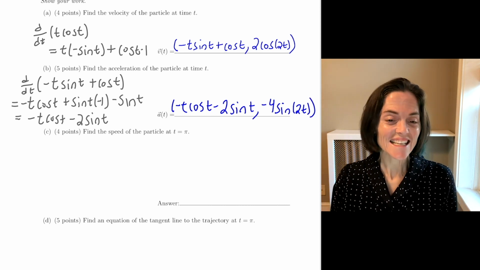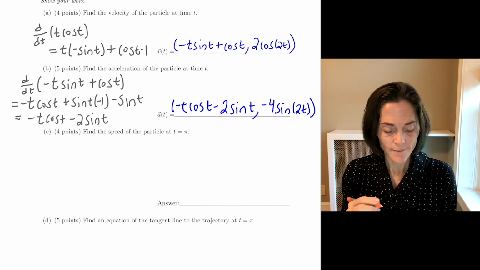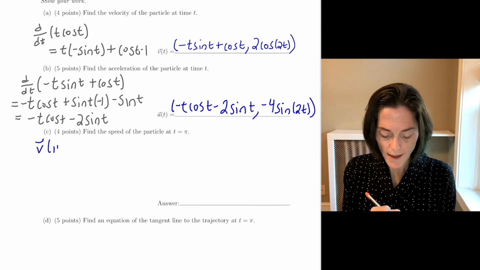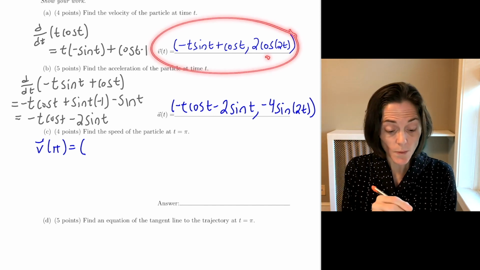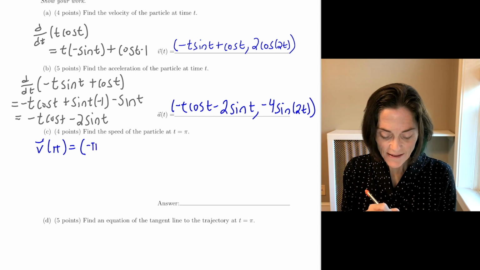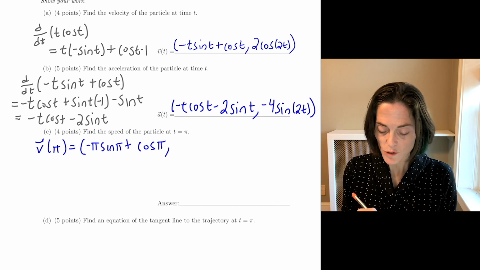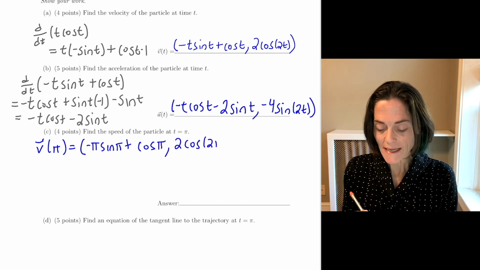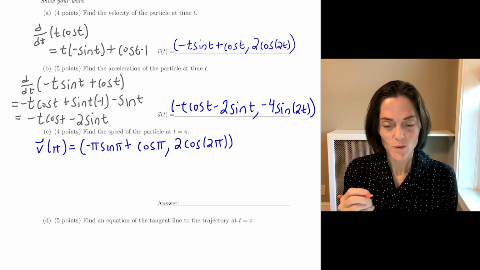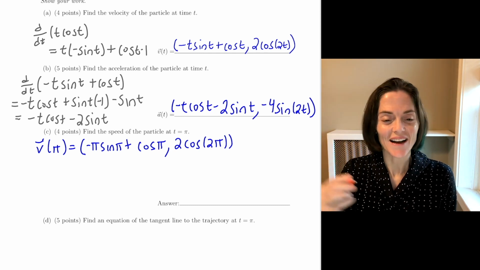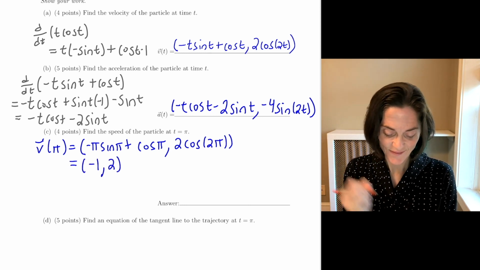Okay, wonderful. Next question. We want the speed of the particle at t equals pi. Well, step number 1, we can find the velocity at t equals pi. Velocity is this one. So this will be minus pi sine pi plus cosine pi, comma, 2 cosine 2 pi. Well, we need to evaluate these. The sine of pi is 0, cosine of pi is minus 1, and the cosine of 2 pi is 1. Put that all together, you see what we have. We have minus 1 and 2.